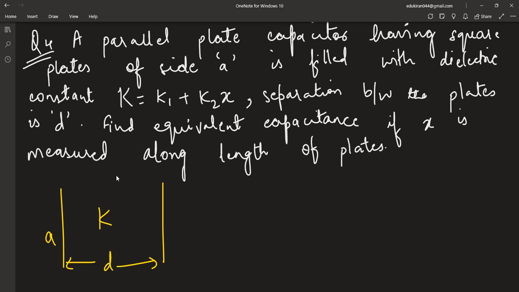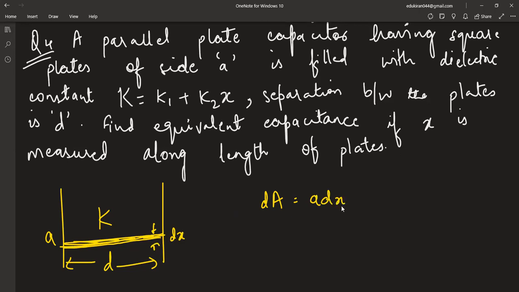See, how do we solve? I have told you, in the last class, whenever you have capacitor related questions in variable form, what you have to do, you have to consider a very small section. Suppose we are taking a very narrow section. Let's say the thickness is dx. This narrow section, this thickness is dx. So area will become a dx.